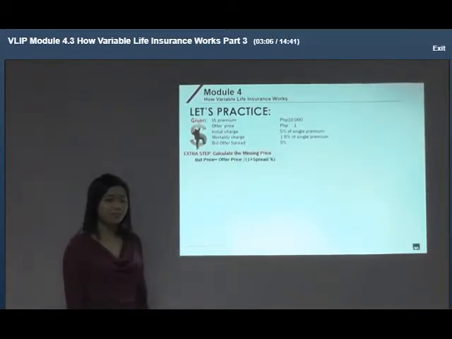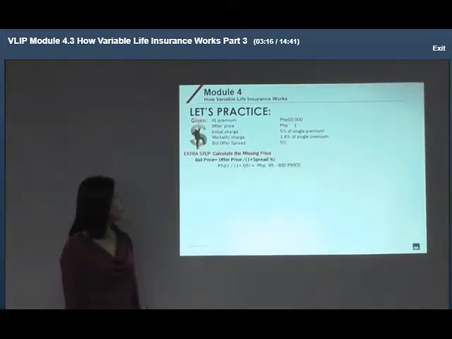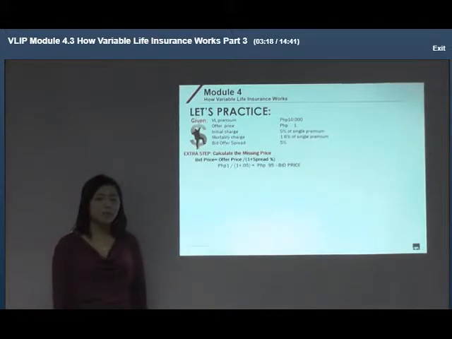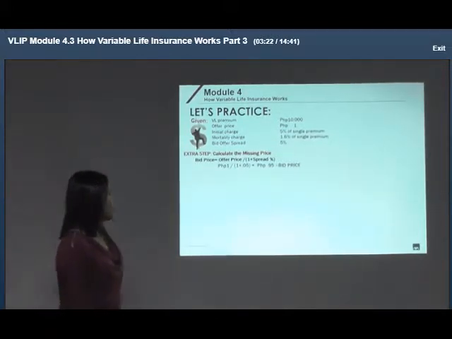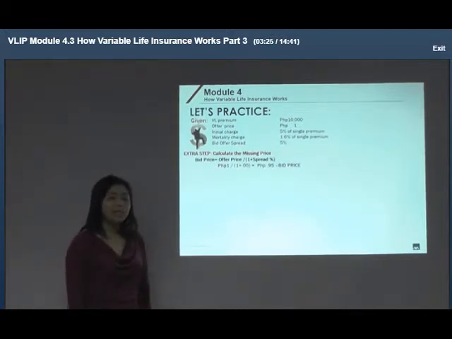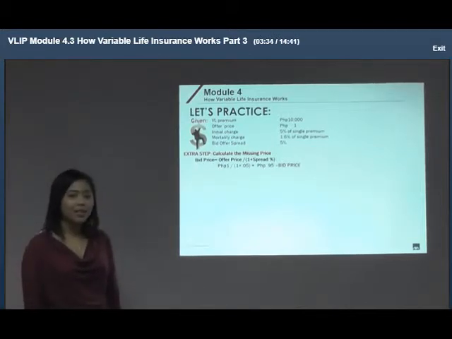As discussed, bid price is equal to offer price divided by 1 plus the spread percentage. From the given, offer price is 1 peso. We will divide that by 1 plus the spread percentage in nominal form. 5% in nominal form is 0.05. Thus, the bid price is 0.95.